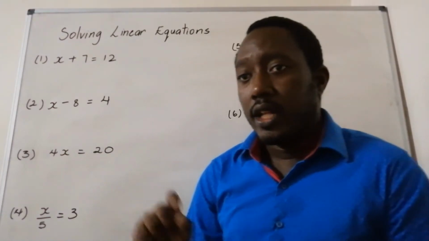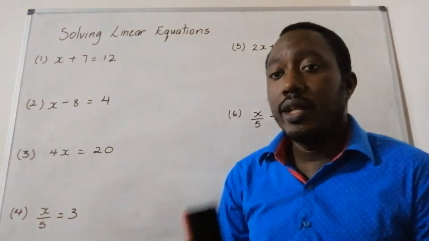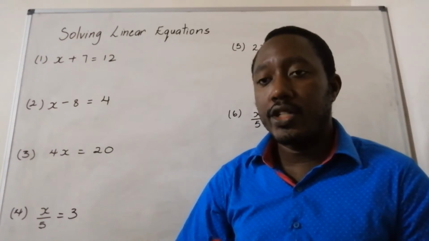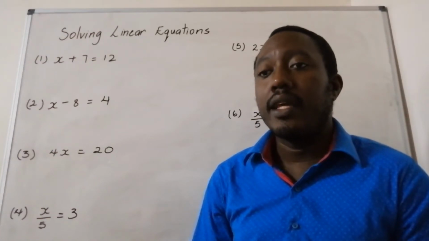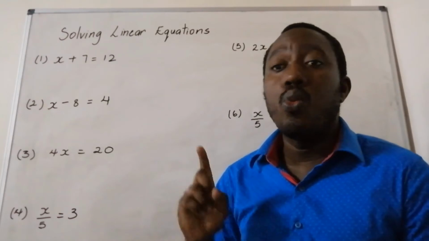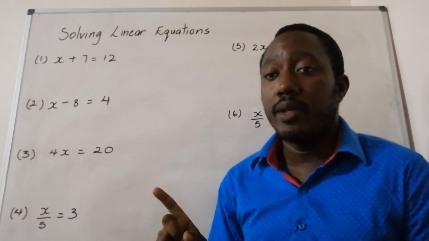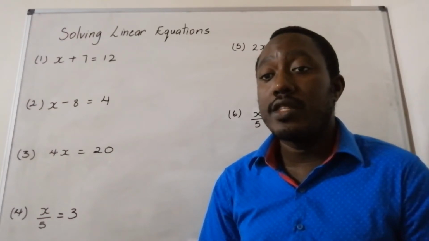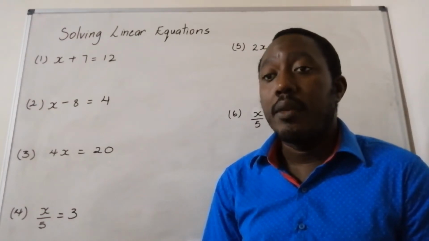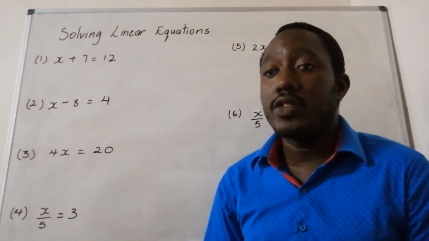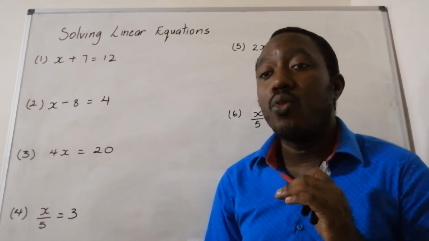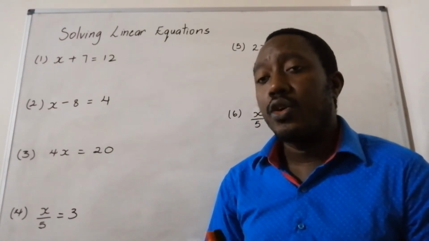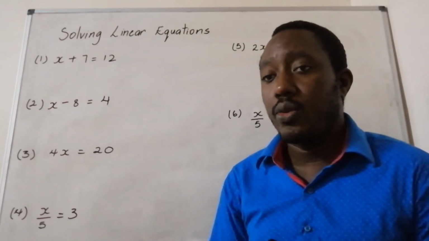Now, linear talks about a straight line. A linear expression will give a straight line. That means there is only one answer for each variable. There are some equations that can give more than one answer. But when we're talking about linear equations, it means we only have one correct solution for that equation. So let's start by solving these equations.